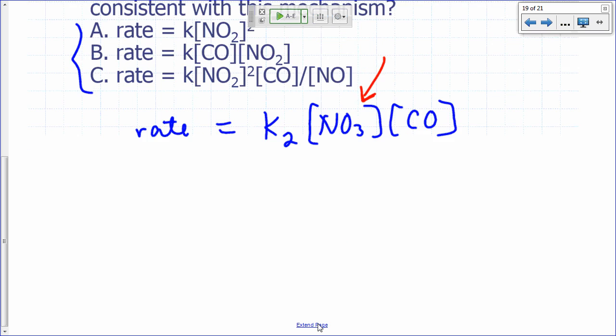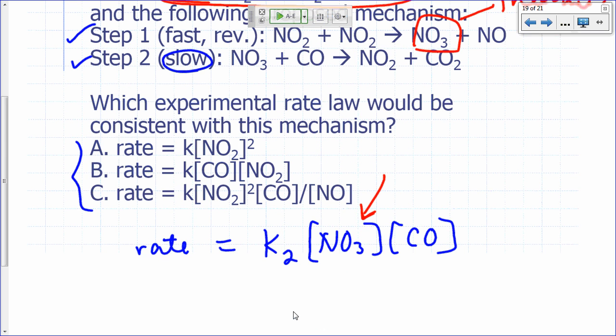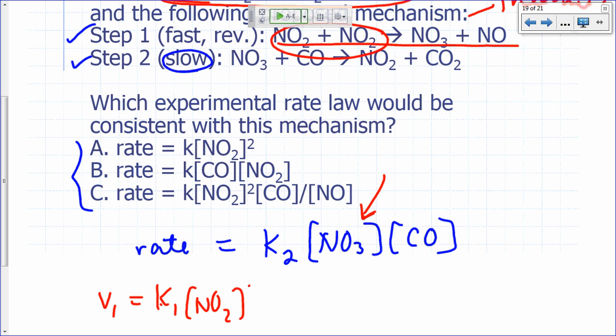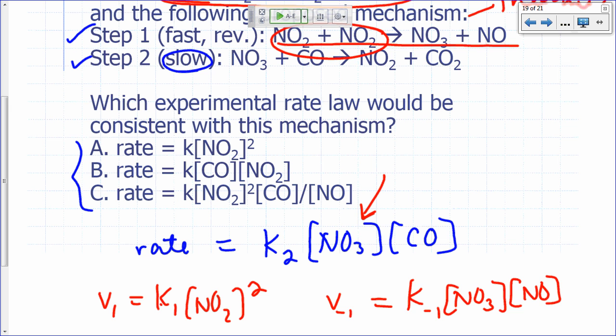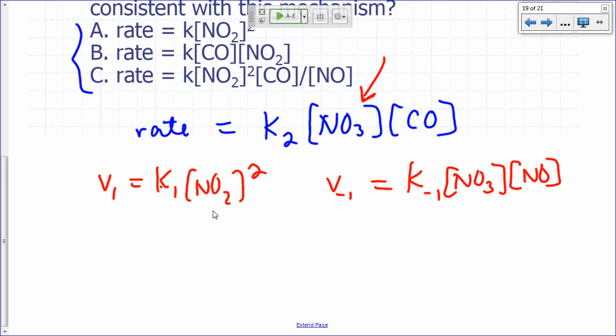So what do we do here? We'll go back to step 1. What did we say from step 1 is going to involve? If you go back to step 1, you'll find that we're proposing that it's fast and reversible. So V1 is equal to what? K1 times the forward step, that's going to be NO2 squared, right? What's the rate law for the reverse of step 1? V sub negative 1 equals K sub negative 1 times NO3 times NO. Alright? And what assumption are we making?